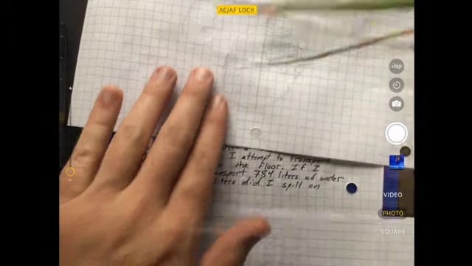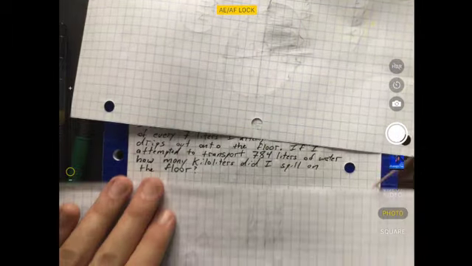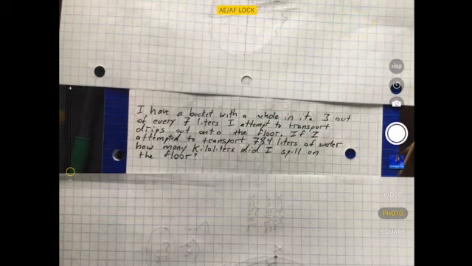Okay. So here is the question, right? I have a bucket with a hole in it. 3 out of every 7 liters I attempt to transport drips out onto the floor. If I attempted to transport 784 liters of water, how many kiloliters did I spill on the floor?